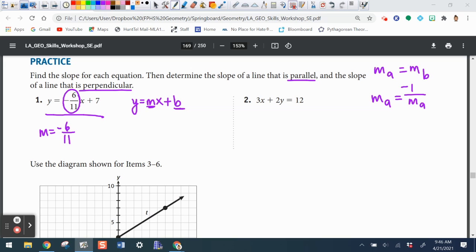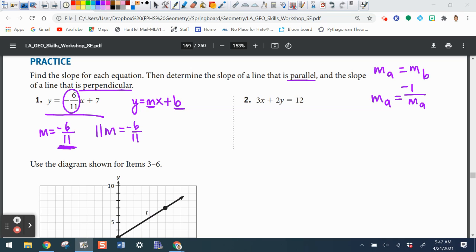Then it says determine the slope of a line that is parallel and the slope of a line that is perpendicular. So a parallel slope, and that's not the number 11, that is the symbol for parallel, a parallel line to this linear equation here is going to have the same slope. So if the slope of our original line is negative 6 over 11, then the parallel slope will also be negative 6 over 11.